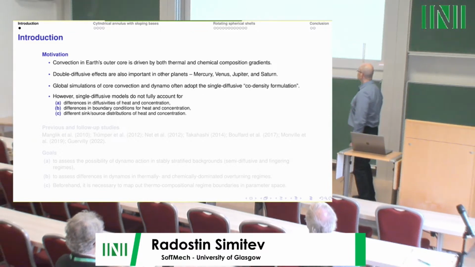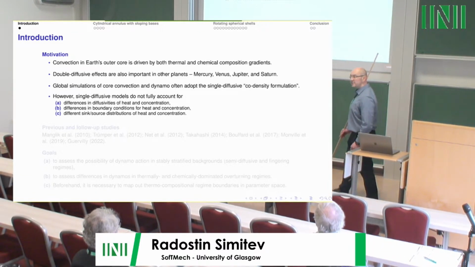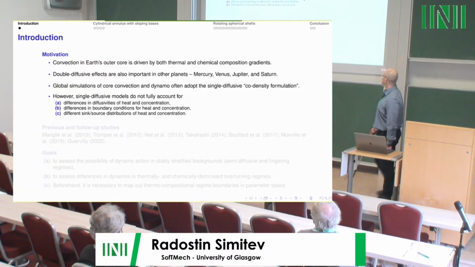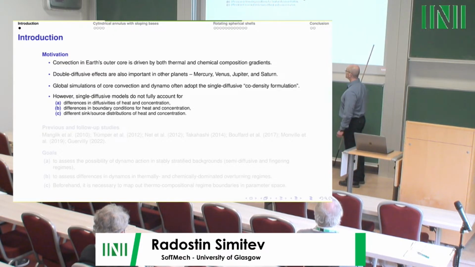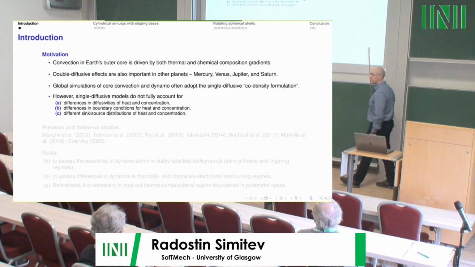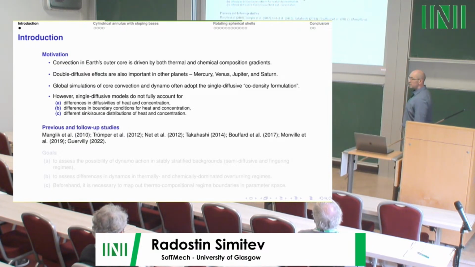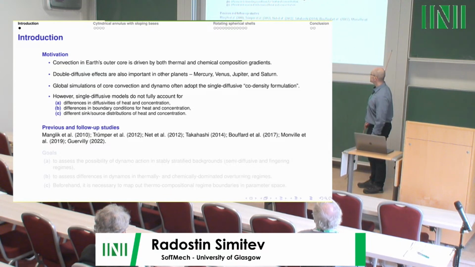However, global simulations of core convection and dynamo often adopt a single diffusive approach, the codensity formulation. The codensity formulation, however, does not properly account for differences in diffusivities, differences in boundary conditions between the heat and concentrations, and different sink and source distributions of heat and concentrations. And so there have been a range of previous papers that consider two separate equations, one for the concentration and one for the temperature. However, we thought that there is more to be learned in this problem.